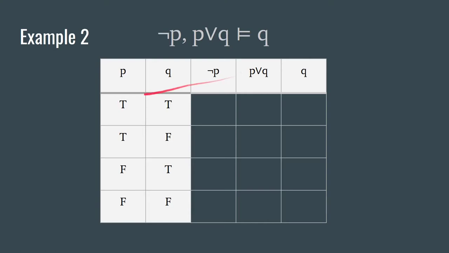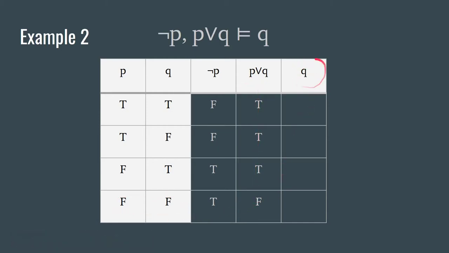So we're going to set up the truth table in the usual way. We've got the argument with premises not P and P or Q, and a conclusion Q, and we want to show that this argument is valid. So we know how to do the truth table for negation. We just flip the truth values. We know how to do the truth table for the disjunction. That's only false when both are false.